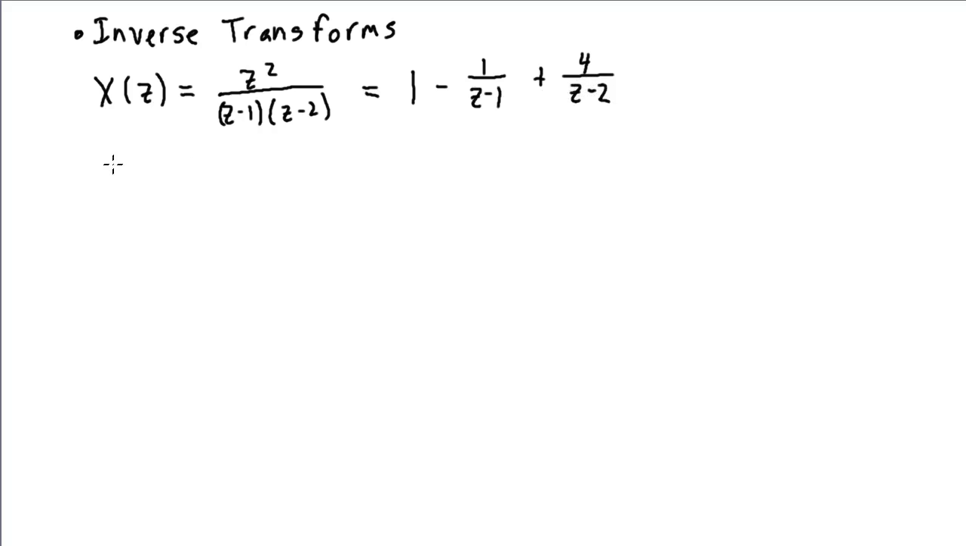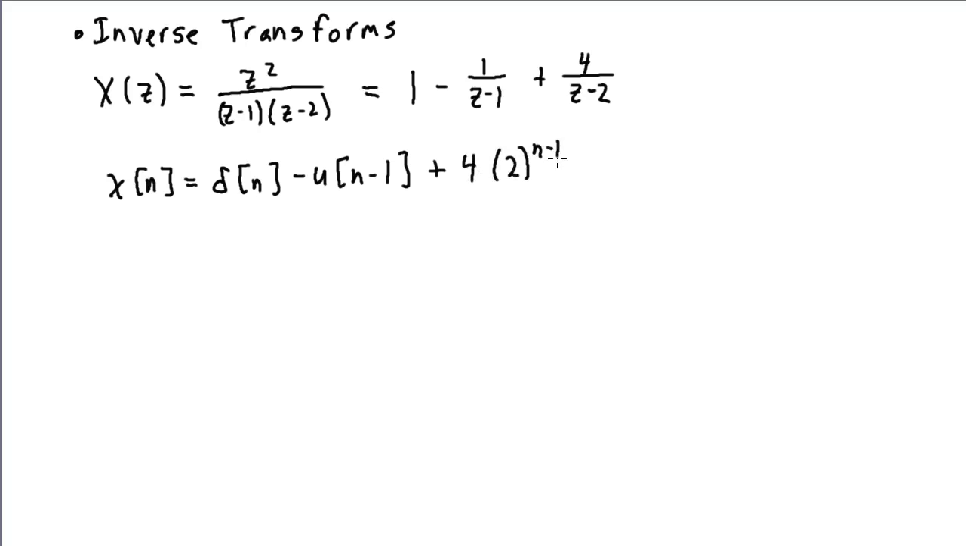And now, using my table of transforms, we know that the inverse Z transform of 1 is our discrete time impulse. And then these two terms can both be found in pair number 7 in our transform table. This term transforms as u of n minus 1. And the second term transforms as, because of the 2 in the denominator, 2 to the n minus 1, u of n minus 1.